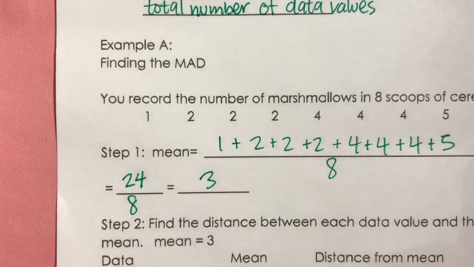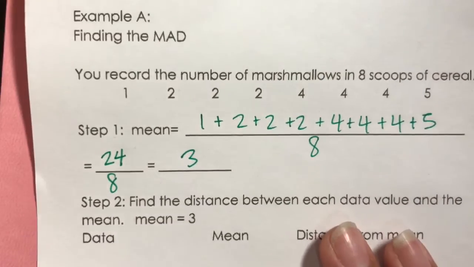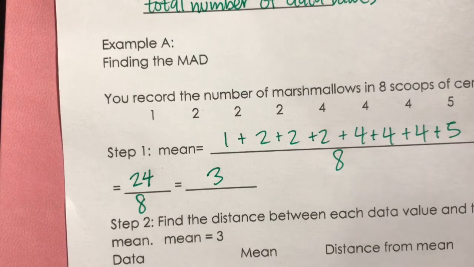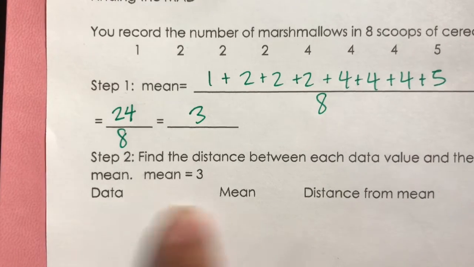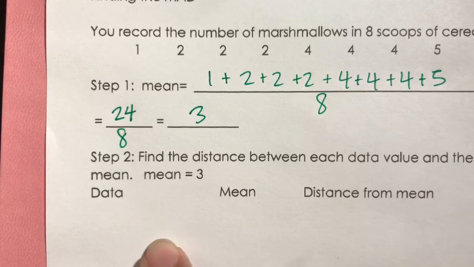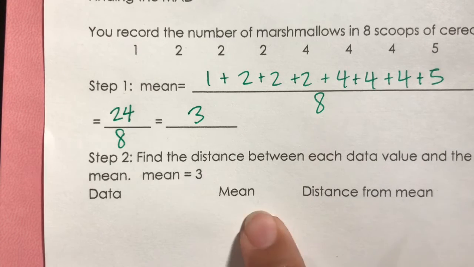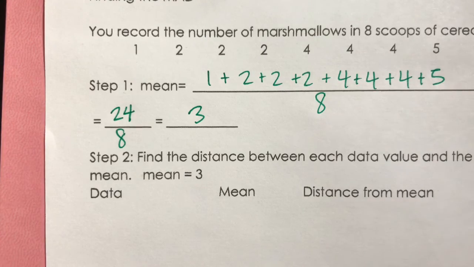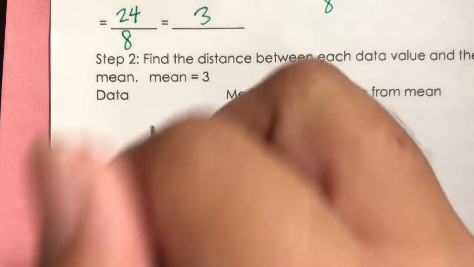Now, for step 2, we need to find the distance between each data value and the mean. So we know that mean equals 3. I put data, mean, and distance from mean here because I'm breaking it down into a table format. Now, do you need to do this every single time? No. But does it help you organize your data and the mean and the distance from the mean? It definitely helps you organize your answers. So that's what we're going to do. So I'm going to list down all of our numbers in our data set.